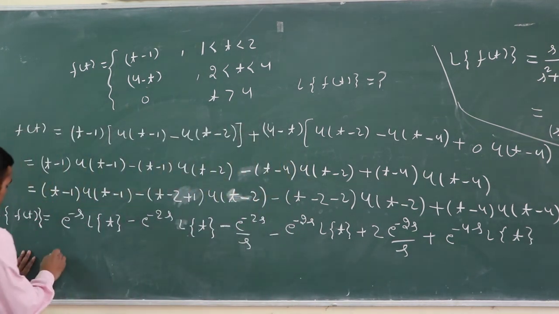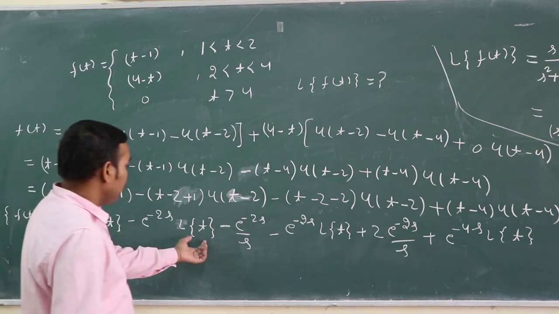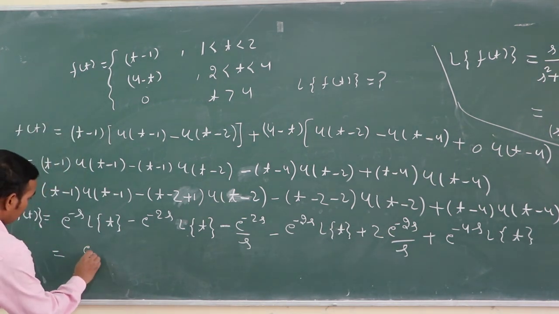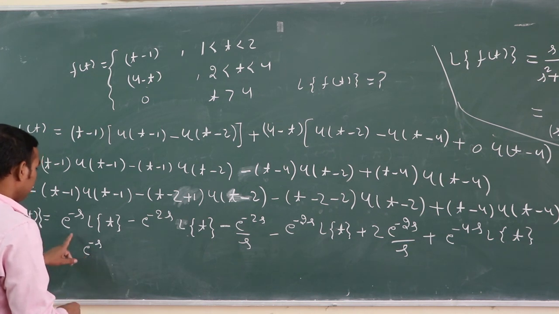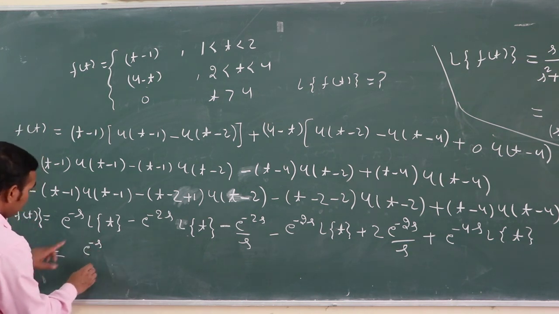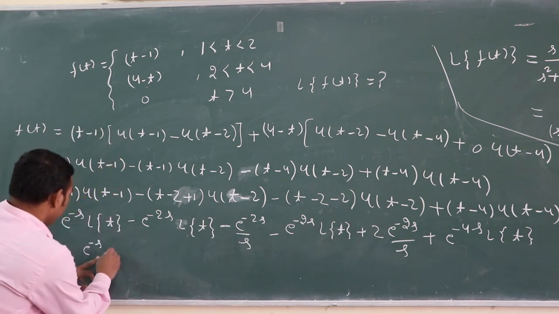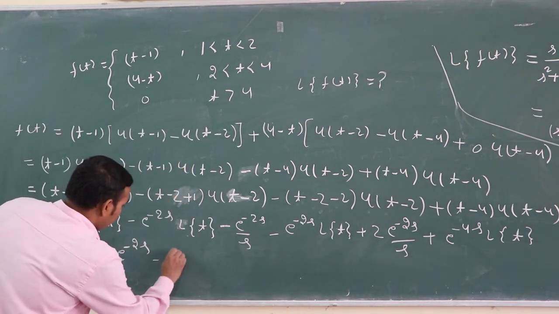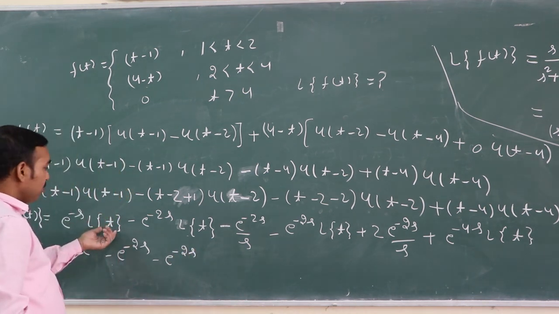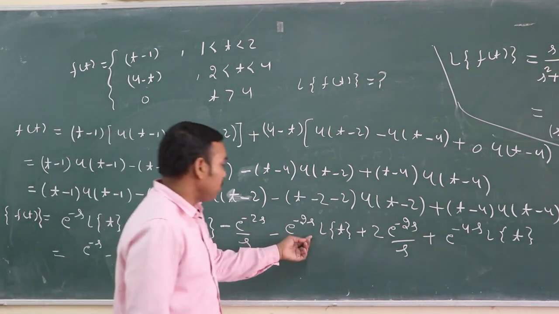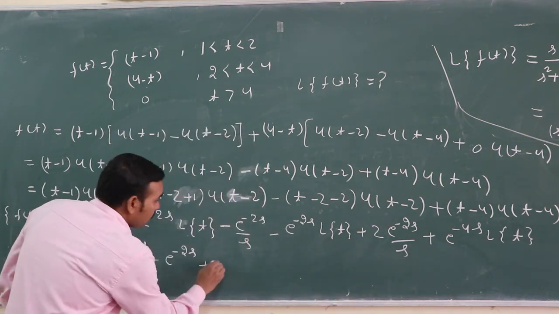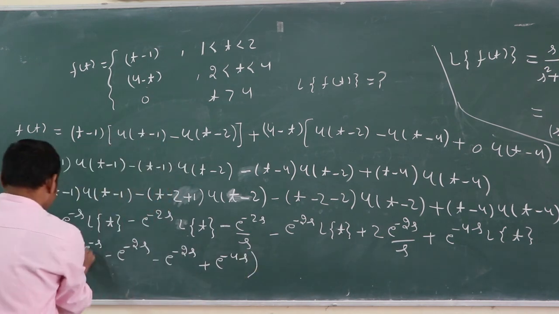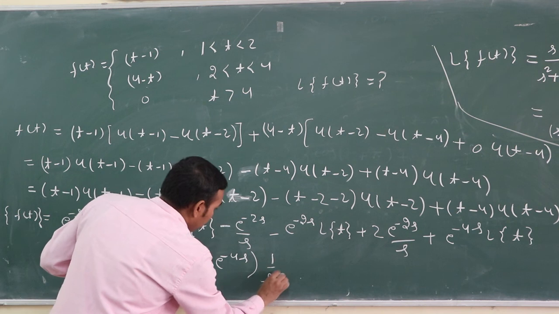So simply, if we combine the Laplace of t terms, taking L of t outside, we get e to the power minus s, minus e to the power minus 2s, and e to the power minus 2s from this, e to the power minus 2s from this, and plus e to the power minus 4s from this term, and Laplace of t means 1 upon s square.